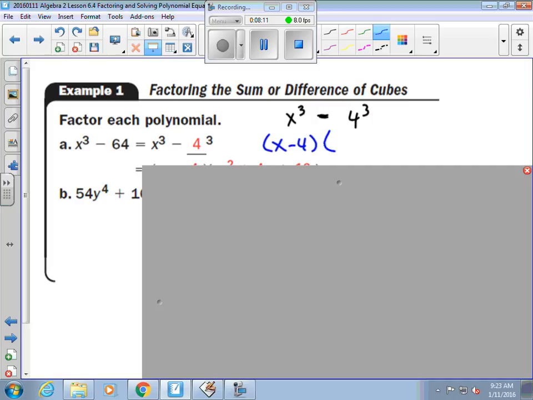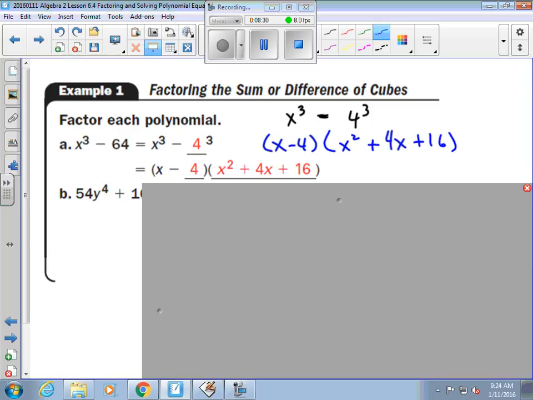times the first term squared, x squared, the opposite of minus now, so plus. Both terms together, 4 times x is 4x. And then the last term squared. 4 squared is positive 16. That's the difference of cubes looking like that. x squared plus 4x plus 16.